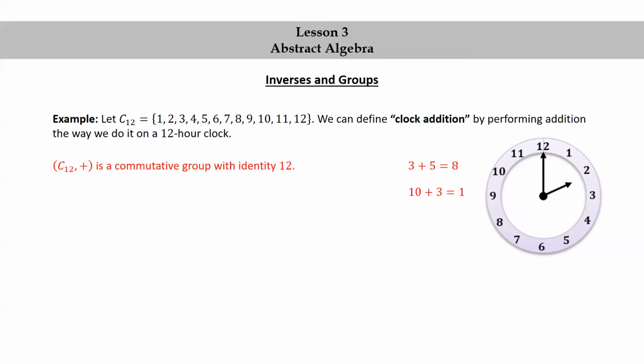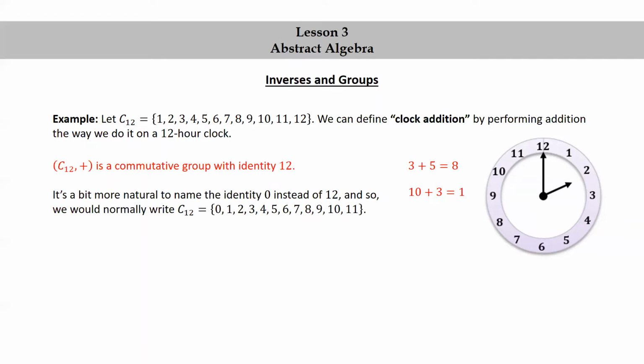C12, together with clock addition, is a commutative group with identity 12. It's a bit more natural to name the identity 0 instead of 12, and so we would normally write C12 as the set of numbers from 0 through 11. So I'll just replace that 12 by a 0 on the clock.